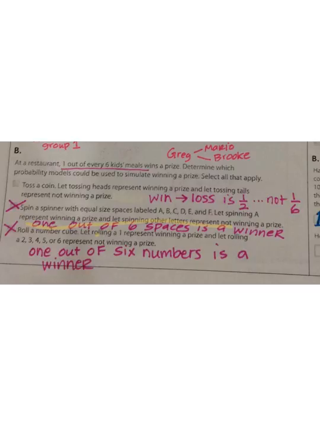Okay, so the only 2 that work are the last 2 because you need to simulate that 1 out of every 6 kids' meals is a winner. So you need 6 options and then 1 of them to be designated a winner. So the first one doesn't work because the win to loss is just 1 out of 2, not 1 out of 6.